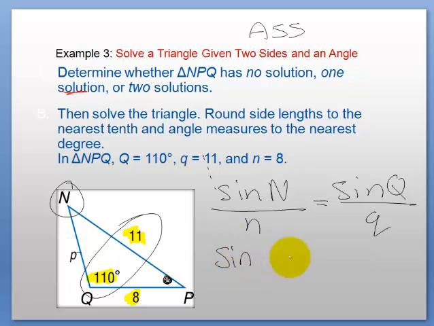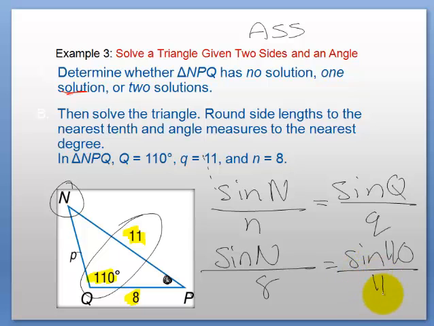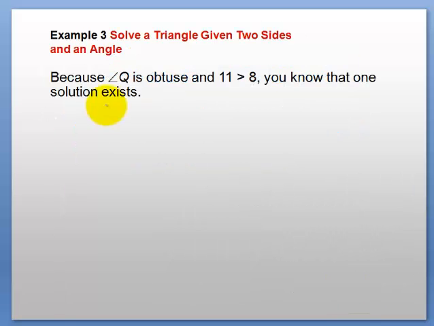I'm going to sub in what I know. Sine N stays in the numerator. Remember, I put the angle in the numerator because that's what I'm solving for. Sine N over 8 equals sine 110 over 11. I'm going to cross multiply. So I multiply both sides by 8. Those cancel.